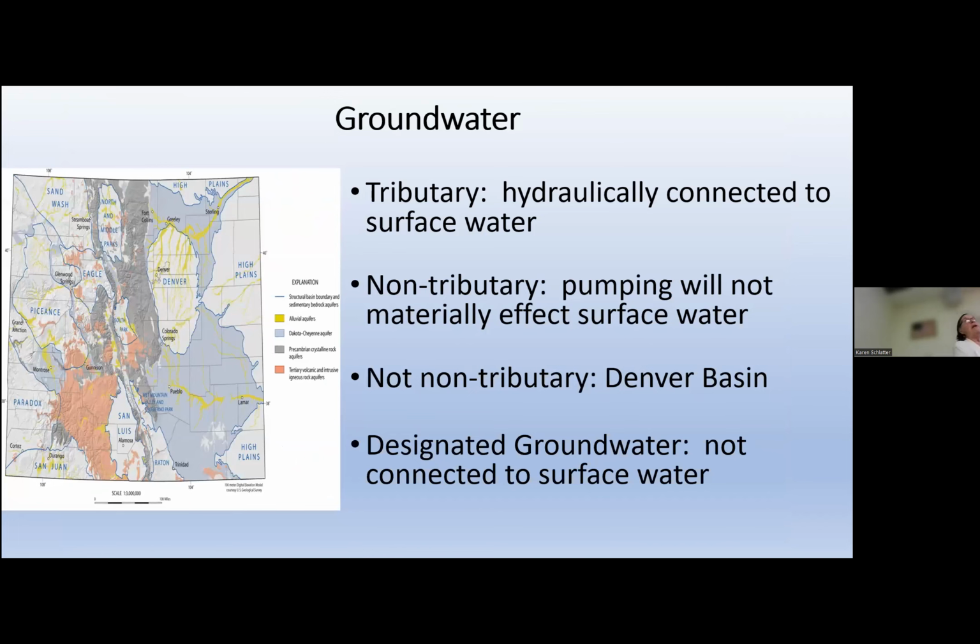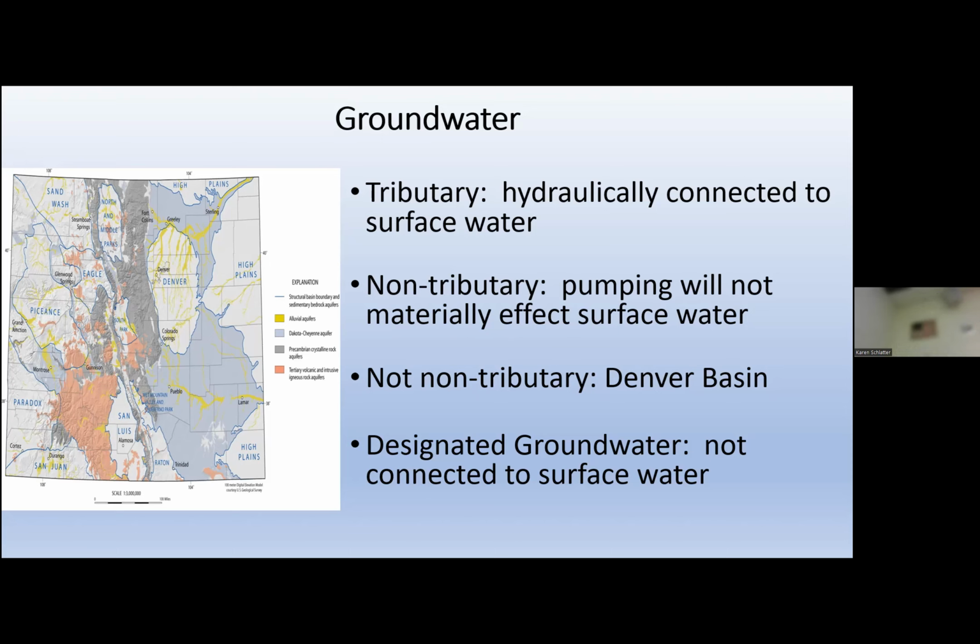Question last week about groundwater. So I wanted to take just a couple of minutes on that. We basically have three kinds of groundwater in Colorado. Tributary, which is connected to the river. Non-tributary, and that's the yellow here. Those are all tributary groundwater. Non-tributary, where the pumping doesn't materially affect the surface water. Not non-tributary, which is the Denver Basin water. And designated groundwater, which is not connected at all to surface water.